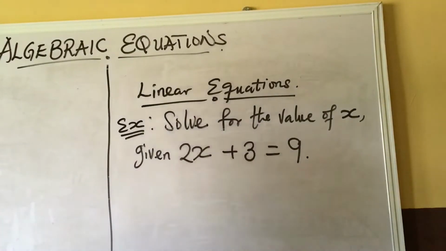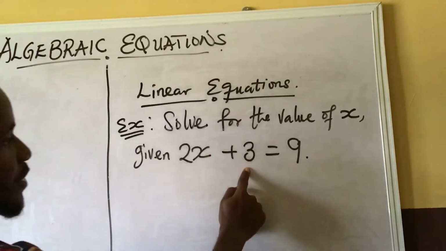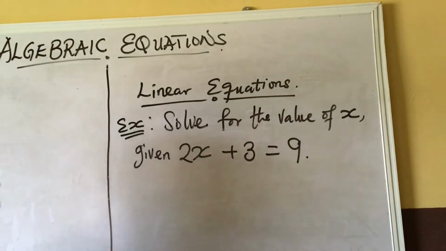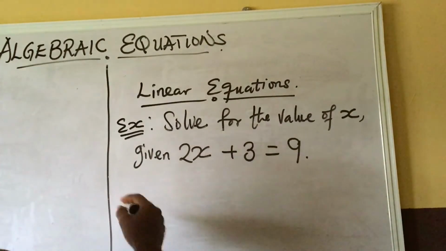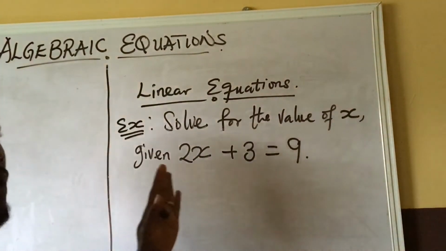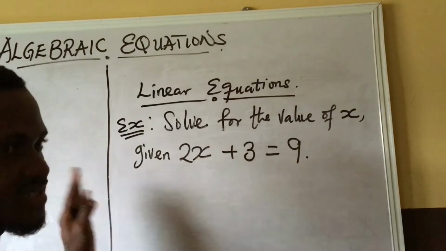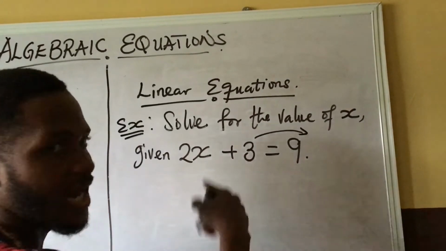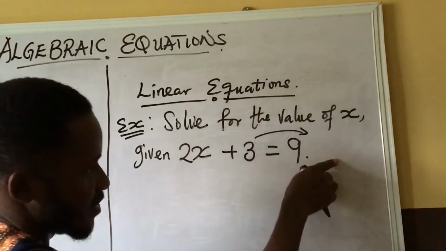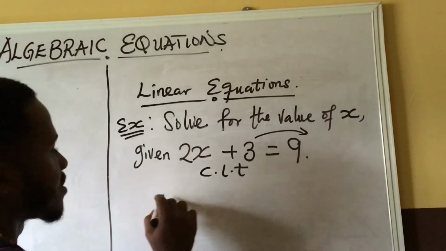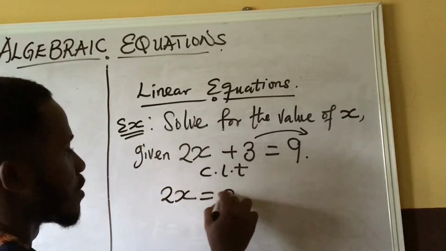Another example we have here: solve for the value of x given 2x plus 3 equals to 9. So how do we get the value of x from this example? All we need to do is to also bring the terms that are similar together while we leave our unknown in the left hand side. Alright, so what are the terms similar together? We have 3 and 9, which are constants, so that means that the 3 is going to go over the other side to meet the constant. It is called collecting like terms. Hence we have 2x equals to 9.